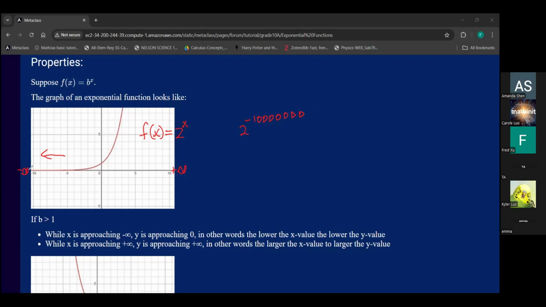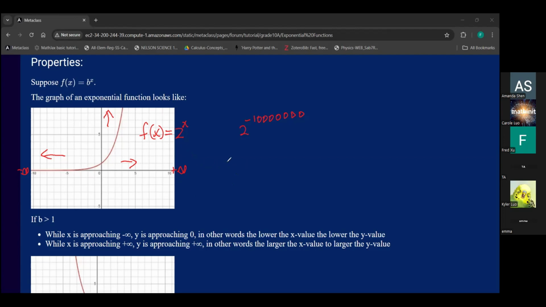So that's the property of exponential functions. It never reaches the x-axis. And when we are going towards the right, towards the y-axis, the y value, going up this vertical line over here, increases very quickly. It grows exponentially.